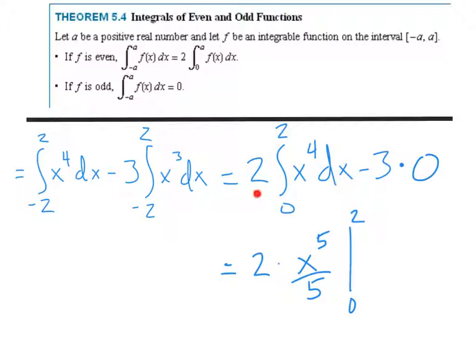And as you can see, we'll have 2 times the antiderivative of x to the 4th, which is x to the 5th over 5, evaluated from 0 to 2. And now, because we exploited symmetry, all we have to do is plug in 2. When we plug in 2, we get 32 fifths. And then minus, when you plug in 0, you would just get 0. So our final answer, if we multiply this together, we'll get 64 over 5.